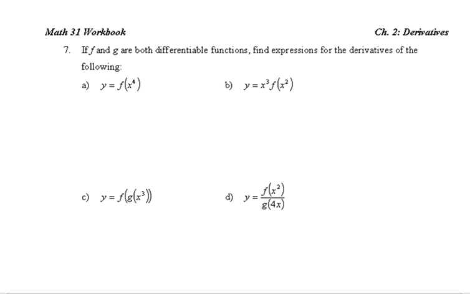Let's take a look at 7a. These are actually pretty easy to do. If it was all like 7a, we'd be great. This is a nested function composed of f and x to the 4th. So when we do our derivative, the derivative of f of x to the 4th is written down. Since f is an unknown function, we can't elaborate. All we can write is f prime of x to the 4th.